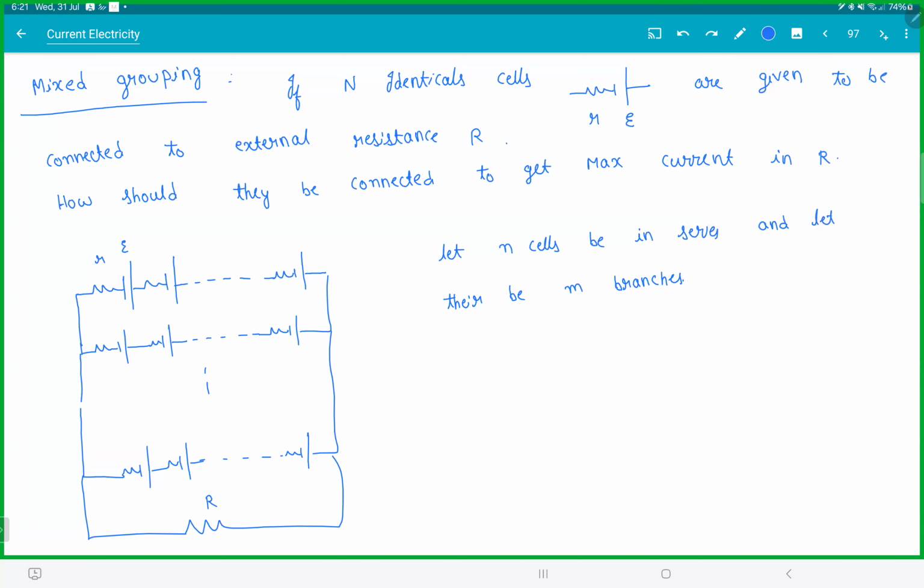So N and M, I don't know. So the question is this: find N and M. So basically, the total number of cells capital N is equal to n times m. So find m and n. Try, I'll give you a minute, 2 minutes.